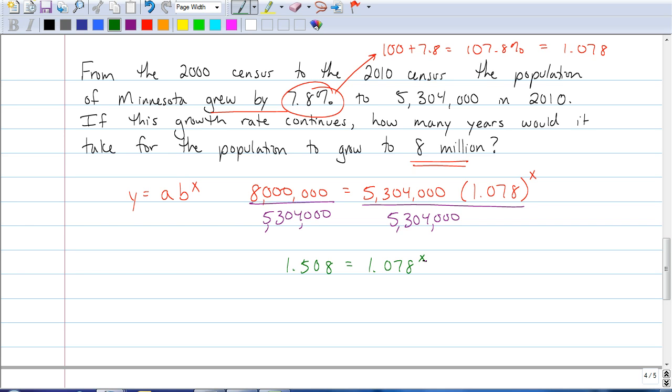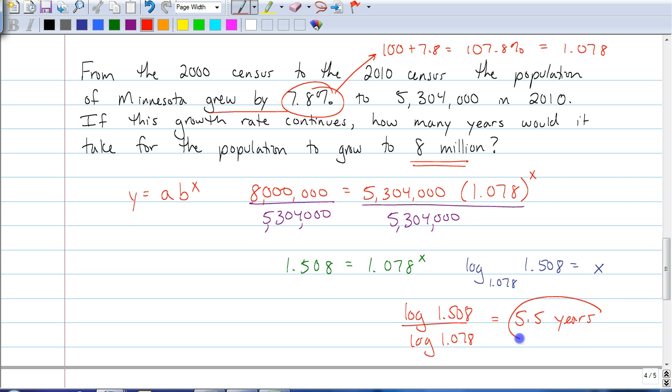Now the second step, we put it in logarithm form. When we put this in logarithm form, our base is 1.078. Our value that we're taking the logarithm of is 1.508. And that equals your exponent, which is just x. So if you have a scientific calculator, you're going to have to break this up into log of 1.508 divided by the log of 1.078. When you do that, you're going to get an answer of about 5.5 years. And that would be your answer.